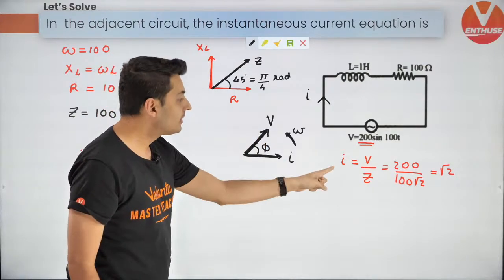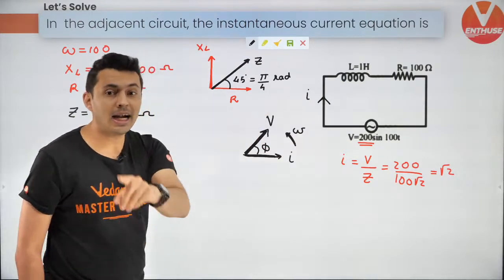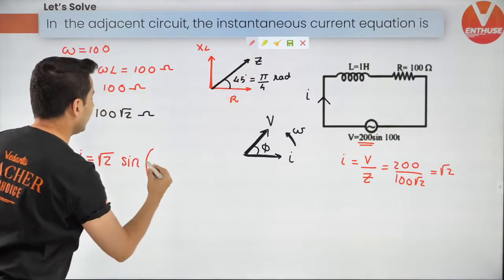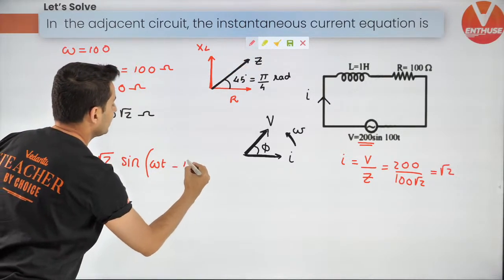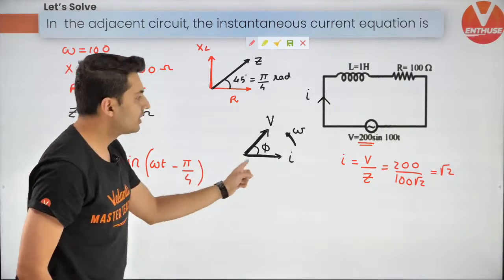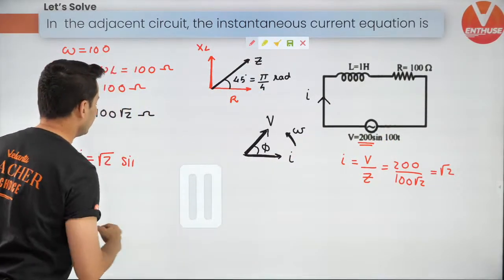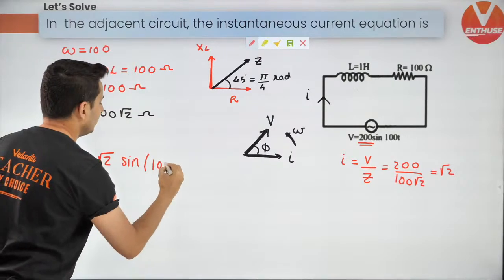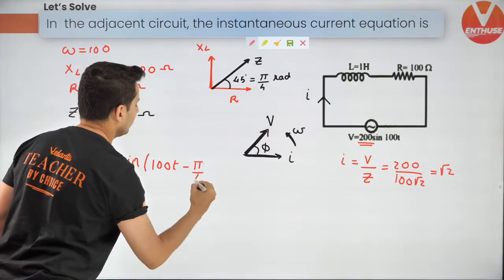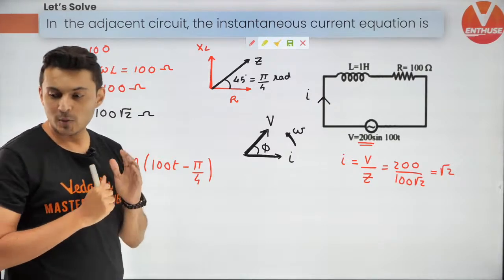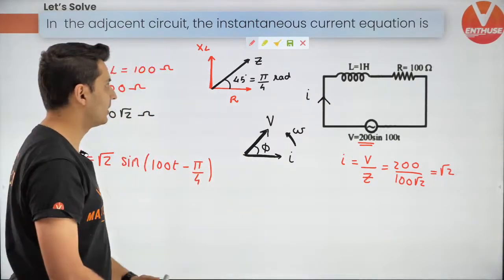That means the current's phase must be behind by pi by 4. Hence, that's why I'm going to write it as omega t minus pi by 4. Because the voltage had something, and that omega over here actually is 100. So sine of 100t minus pi by 4. So that's how this equation comes. Alright, I hope this is clear. That's how these things work.